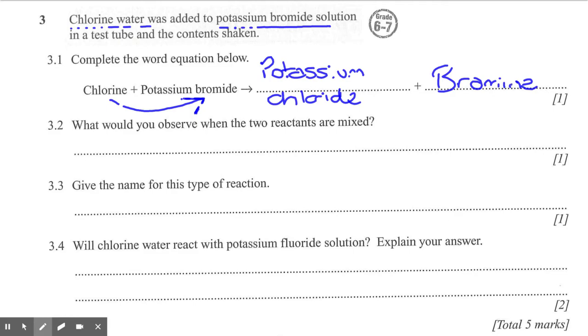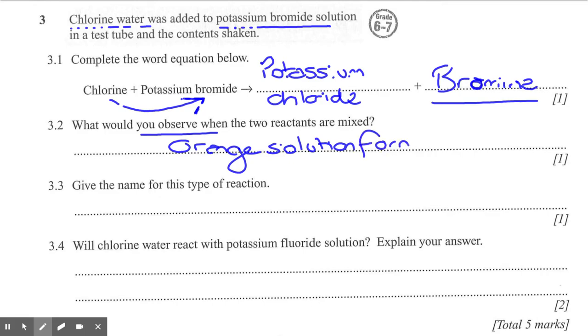Now, when we do that reaction, what we would then observe is the release of the bromine over here. Now, bromine is a very characteristic compound when it goes into solution, and it gives a very distinct orange coloration. So what you would see is an orange solution formed. The bromine is very, very characteristic when it goes into solution.